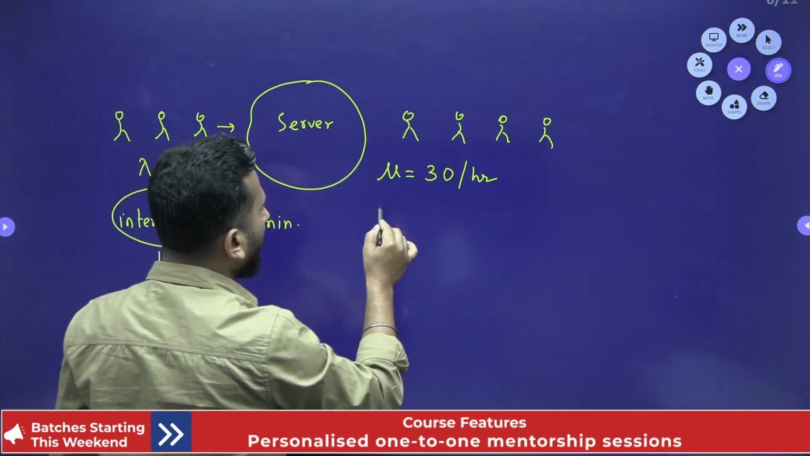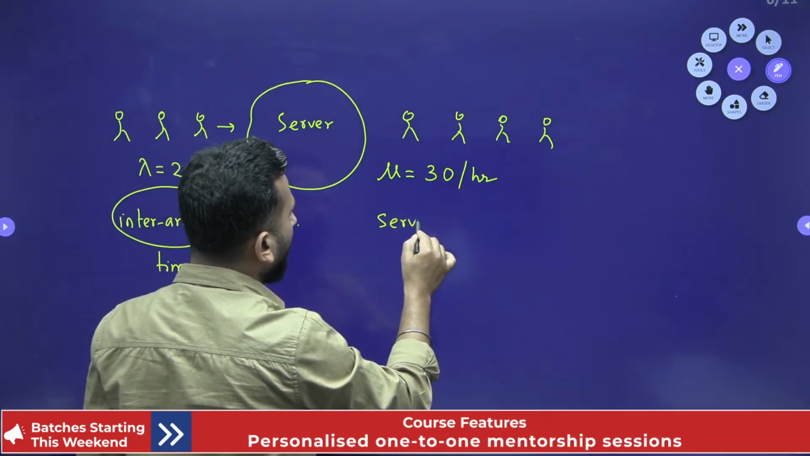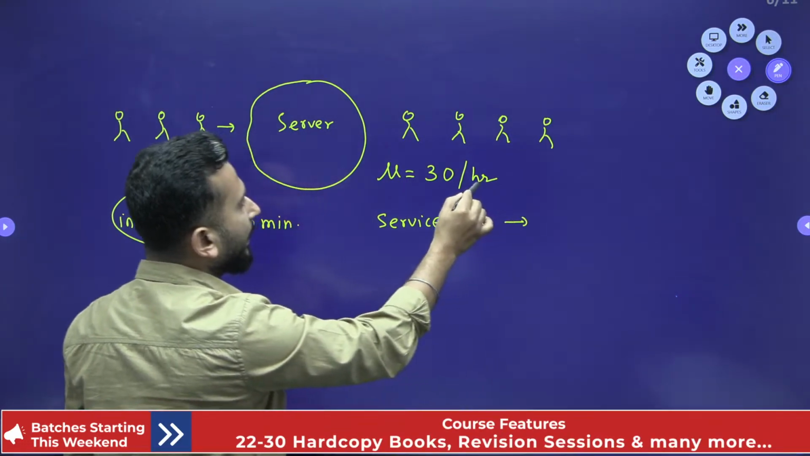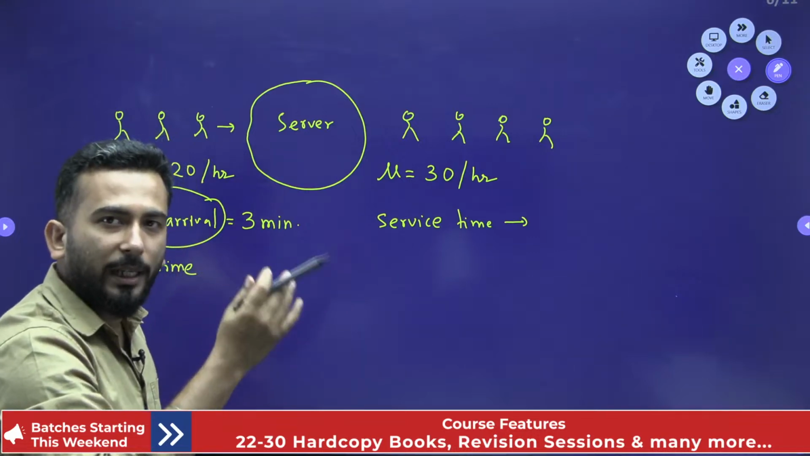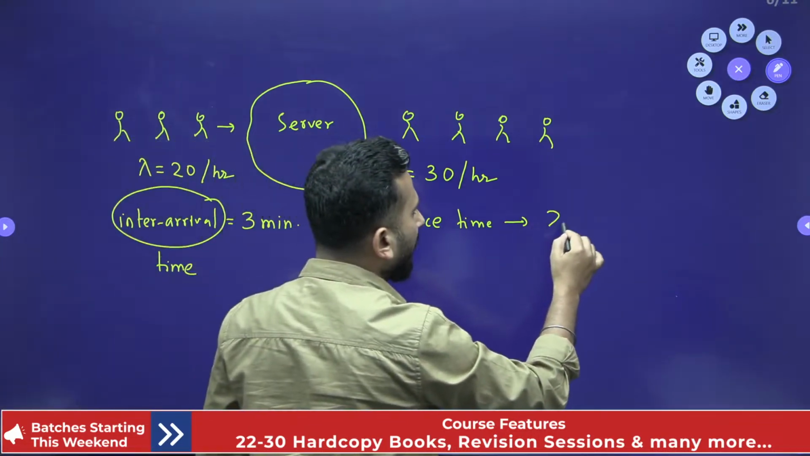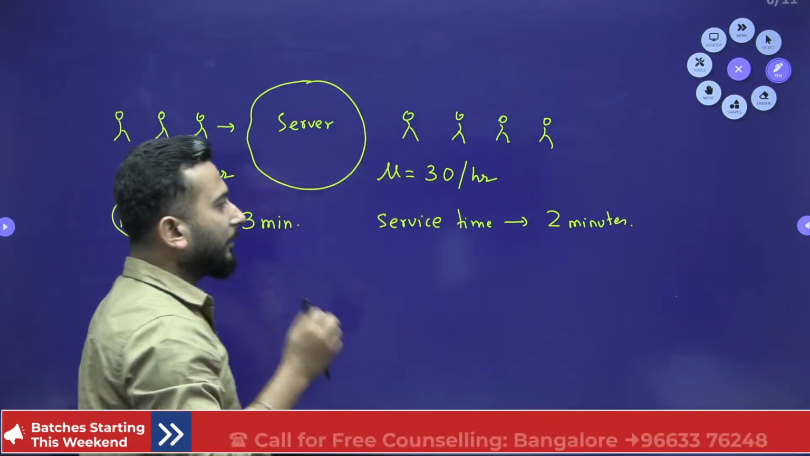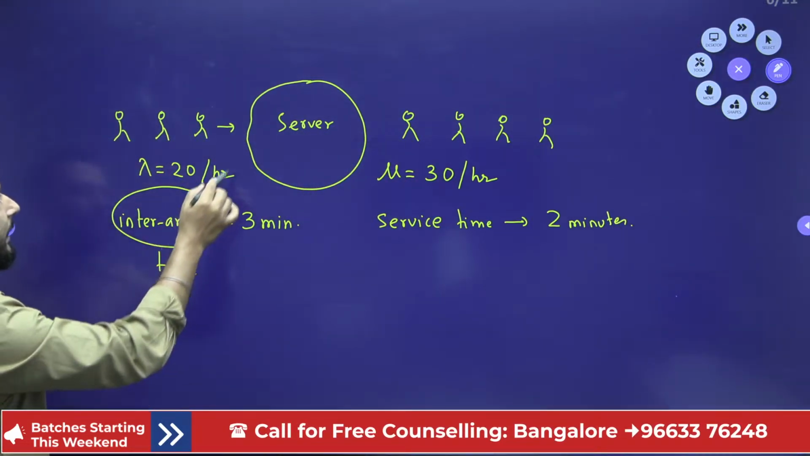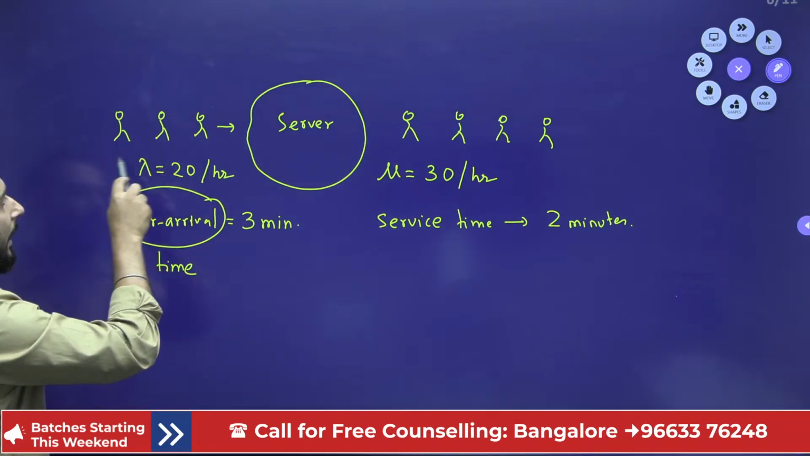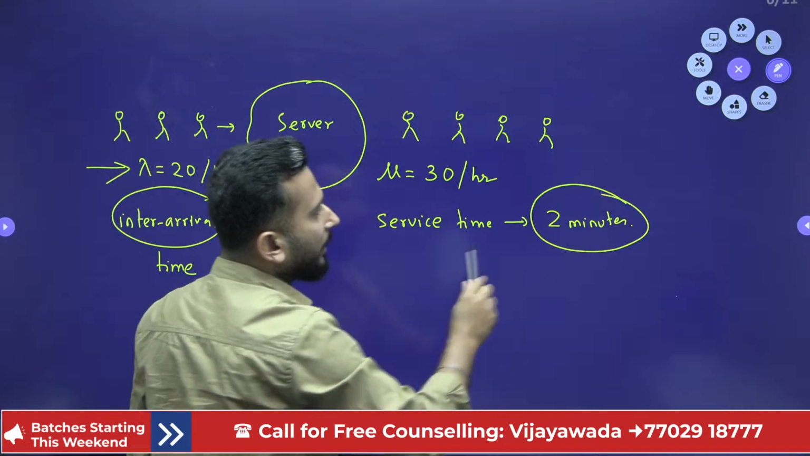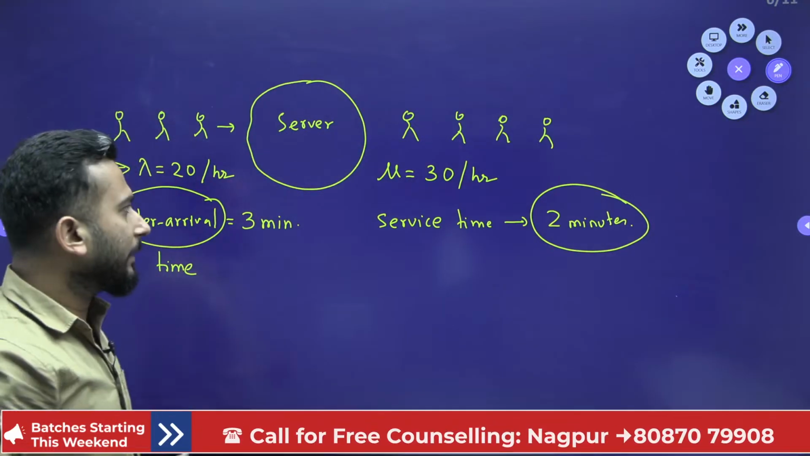So over here, what is the service time? If in a banking facility, in 60 minutes, 30 persons are leaving, then every person must be leaving in 2 minutes. This is your service time. So what do we say? We say that arrival follows Poisson distribution and service time follows exponential distribution, and this is the thing, right?